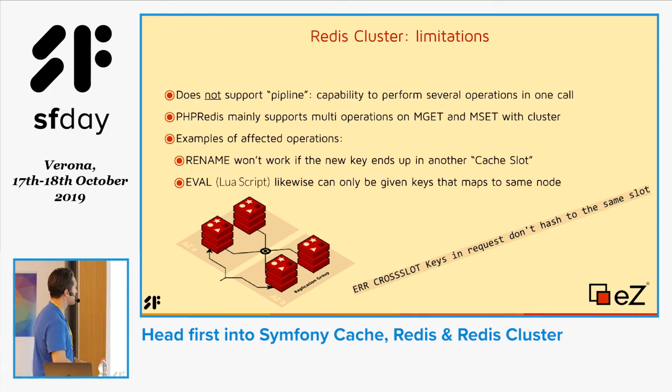So some examples of affected operations. Rename, for instance, won't work if the new key you rename to will be on a different node. Eval, which is a way to run scripts on Redis and then return the results, can only be run if the keys you give it are on the same node, for instance. So that's unfortunately things you need to think about if you want to use Redis as advanced as that. If you only use it for a simple key value store, you won't be hit by any of these issues because mget, mset, and all the normal set and get operations are covered.